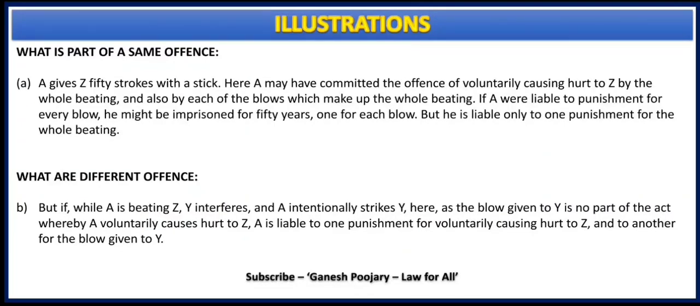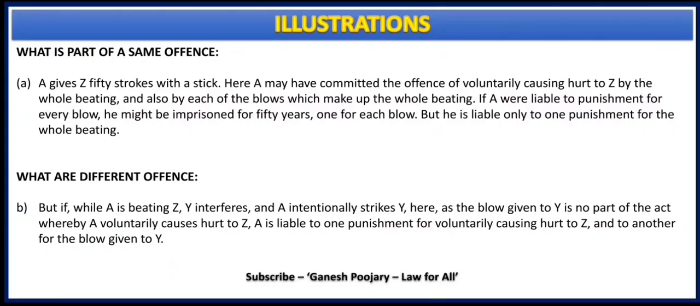There are 2 illustrations provided under section 71, and if you closely observe, the first illustration discusses what is part of the same offense and what are different offenses. Now what is part of the same offense? In illustration A, what happens? There are 2 people, A and Z. Now A gives blows to Z with the help of a stick and he gives 50 blows. Now what will be the punishment? The punishment will be for beating.